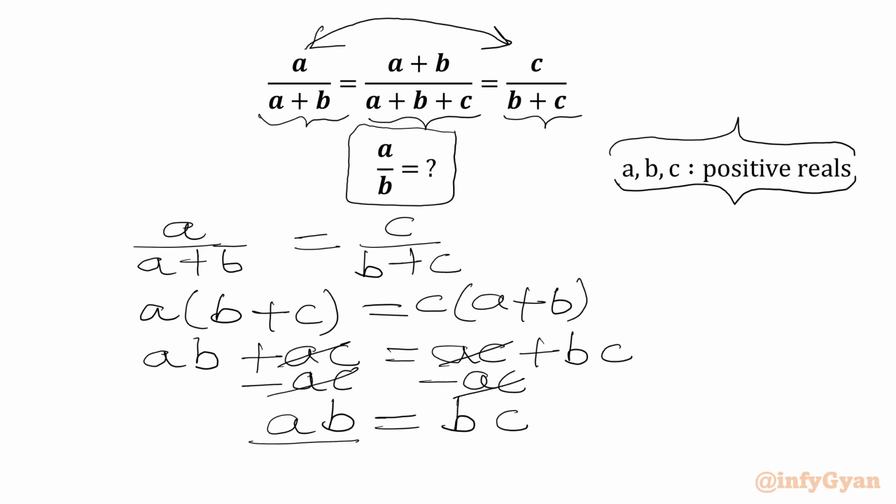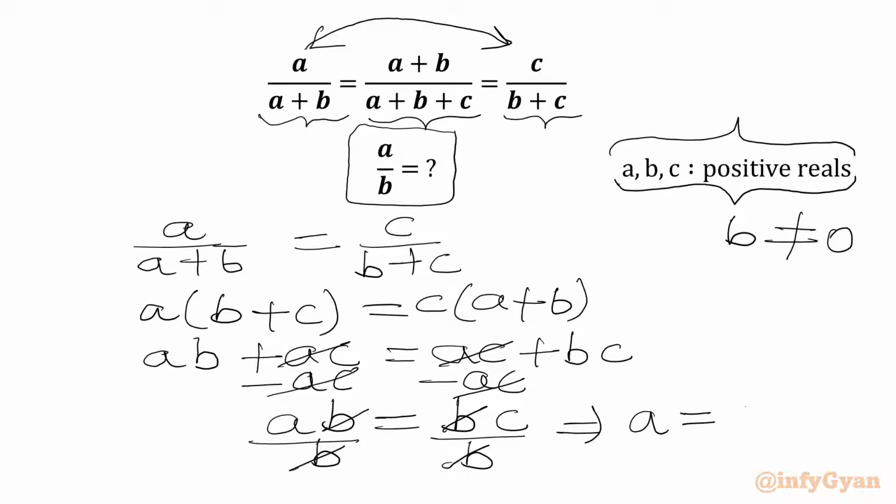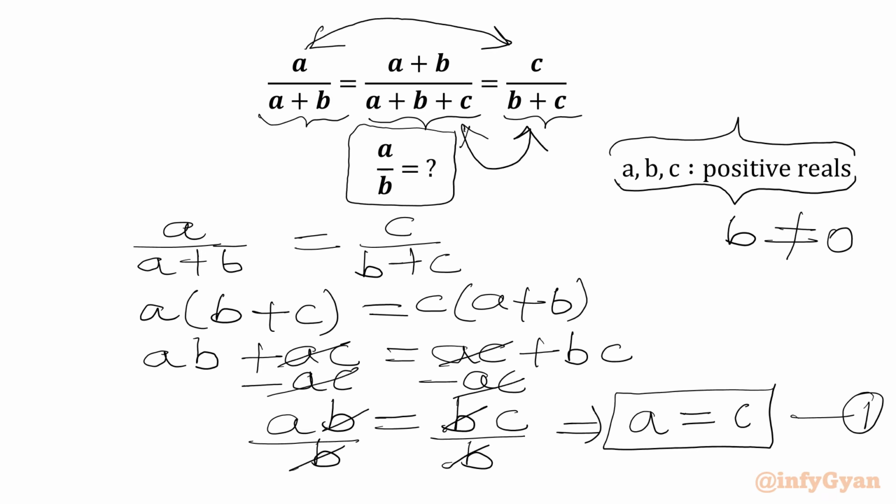Now we can divide both sides by B as B is non-zero. So we will cancel B from numerator and denominator. We will get A equal to C. Let's say this is our equation number 1.